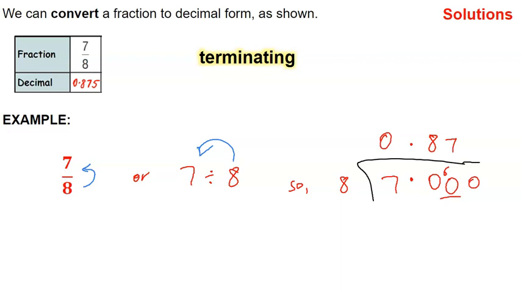Introduce another 0. The remainder is 4. Now we're asking, can 8 fit into 40? And the answer is exactly 5 times. So 7/8 gives a terminating decimal. This value has a definite ending, 0.875.